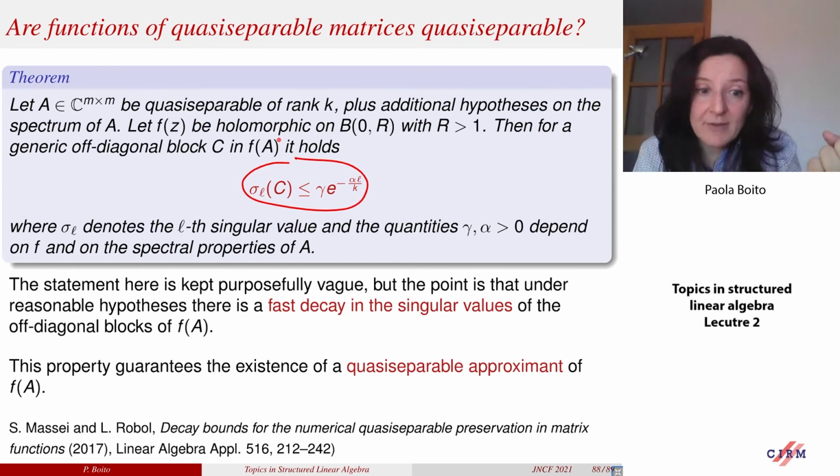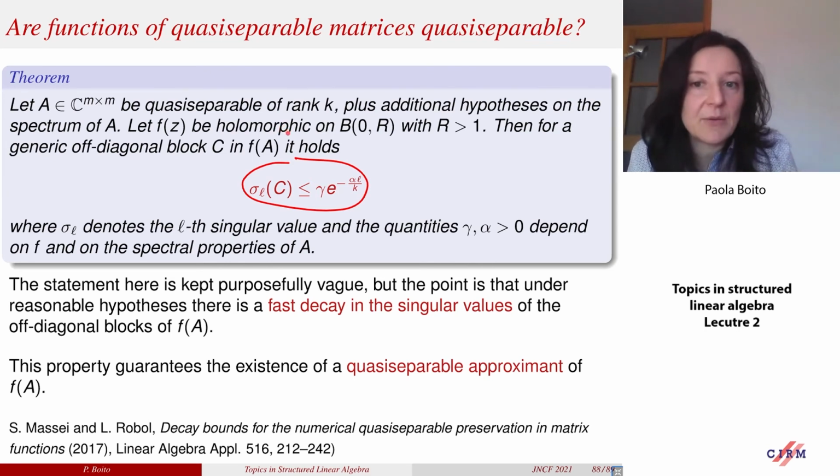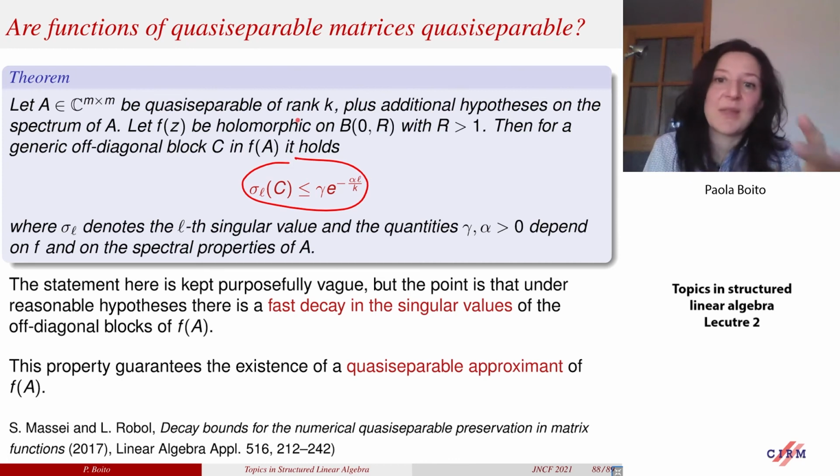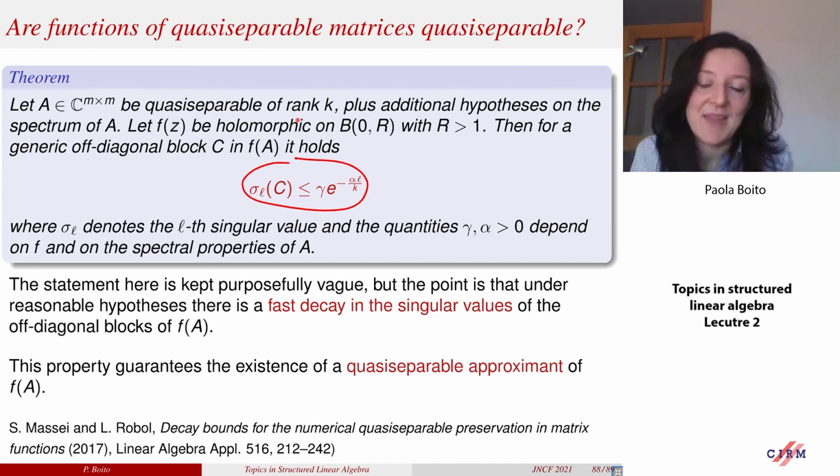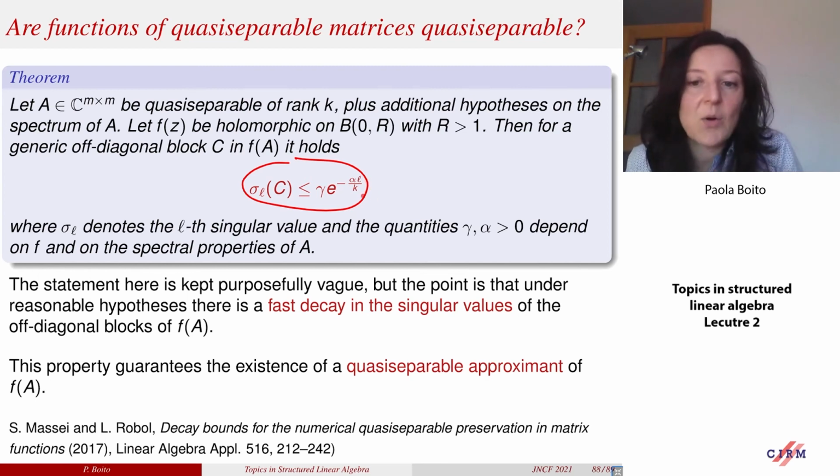So these off-diagonal blocks, generally speaking, do not have low rank, but they have approximately low rank. And how do we make precise this notion of approximately low rank? We look at singular values, because singular values give us the distance from the nearest matrix with a rank corresponding to the index of the singular value. Okay. So the bound proved by Massei and Robol says that the l-th singular value of the off-diagonal block C in f(A) is bounded by this exponential bound, gamma times the exponential of minus alpha l over k.